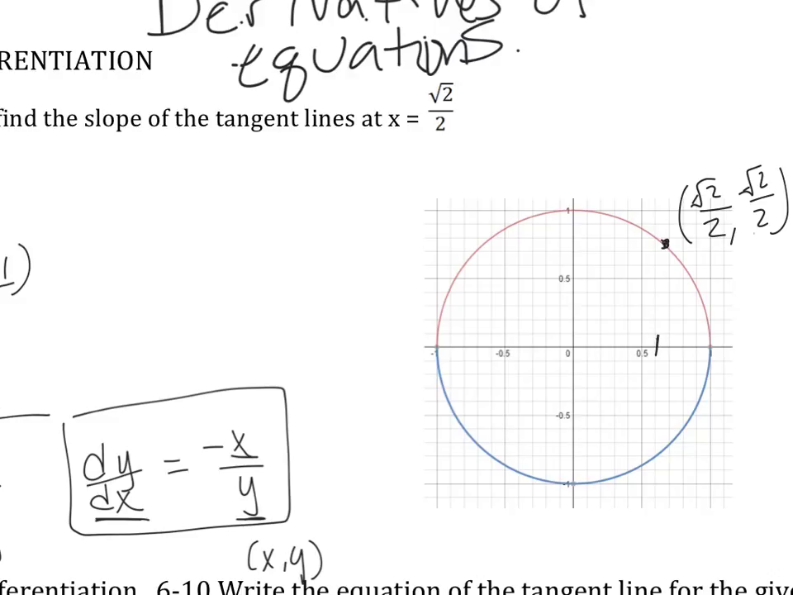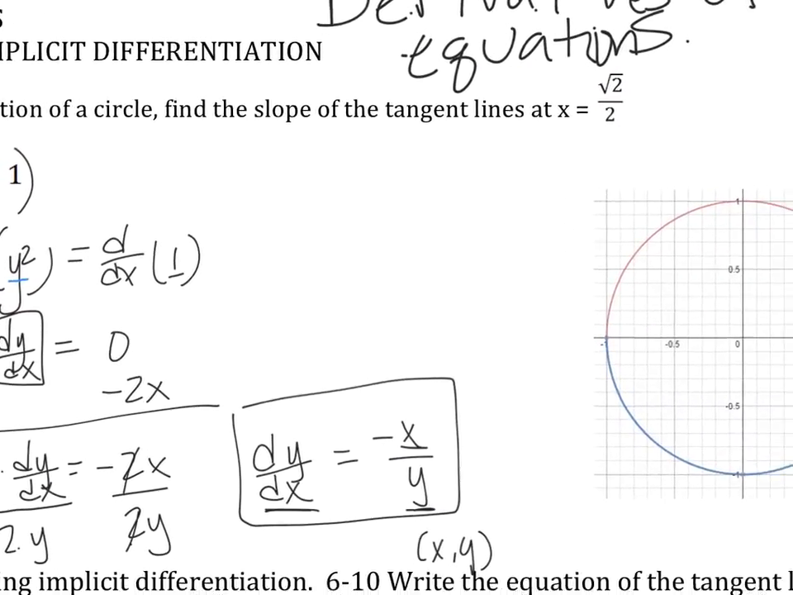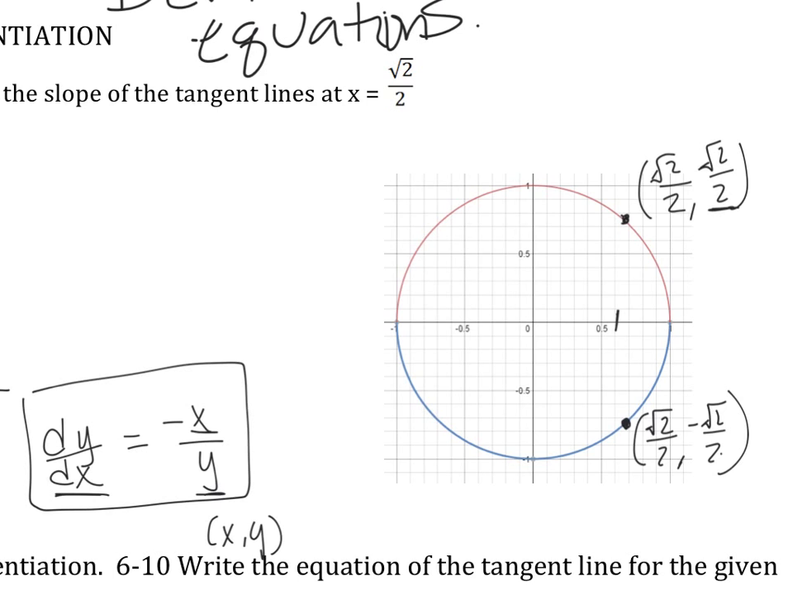I have this positive y value when x is the square root of 2 over 2. But I also get this value over here, and this is negative square root of 2 over 2. And so if I go back, let me make sure I'm answering this question right. Given the equation of the circle, find the slope of the tangent lines at these values.